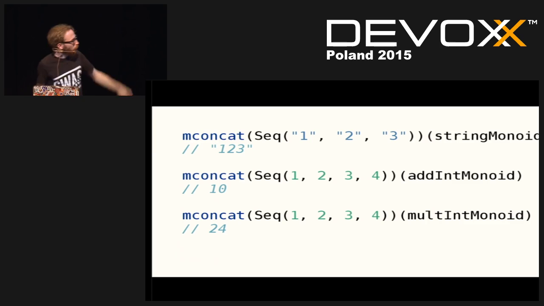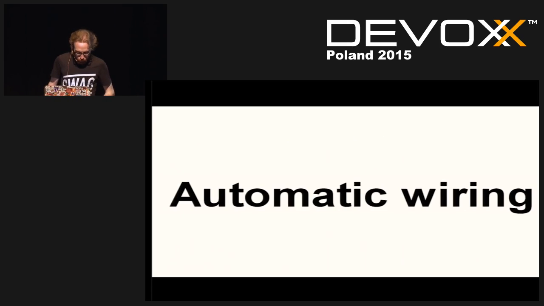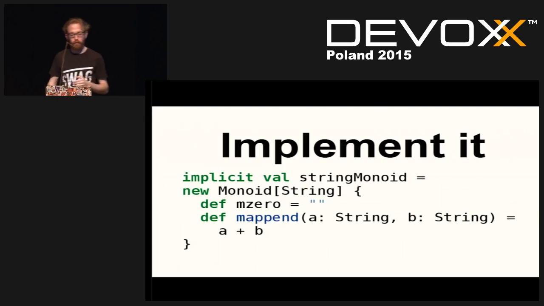Of course, it's not very practical to manually pass the behavior. So we can have automatic wiring, and we implement it with a thing which is always a good solution in Scala. If you're not happy with your Scala code, just throw some implicits at it. That's always a good solution.